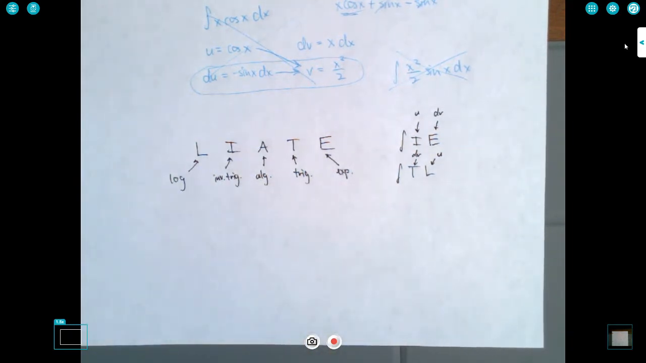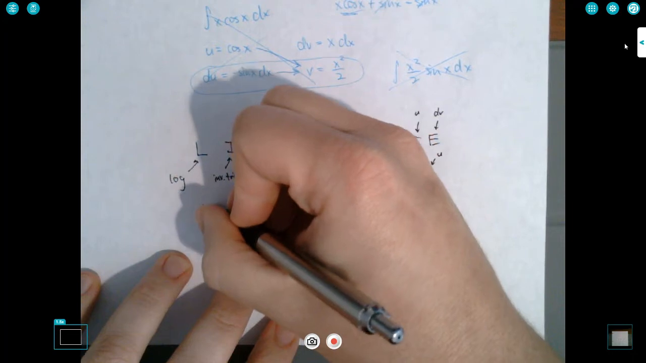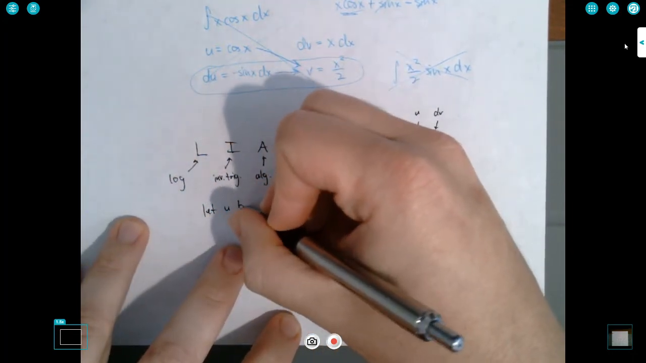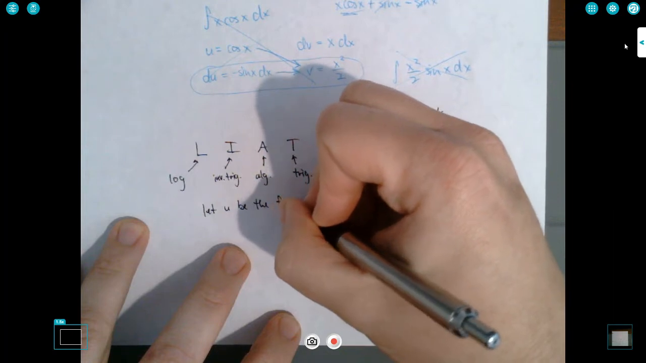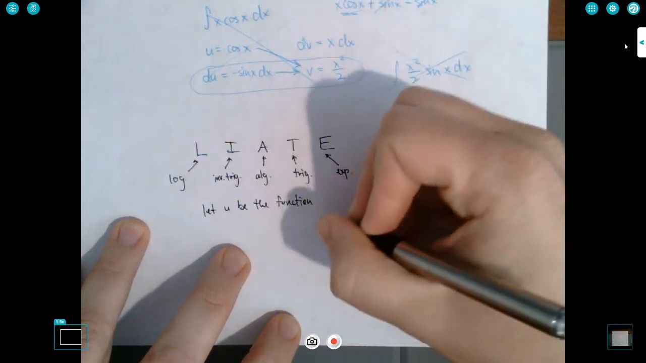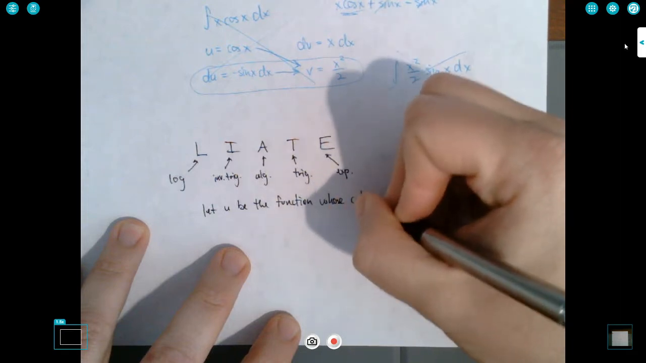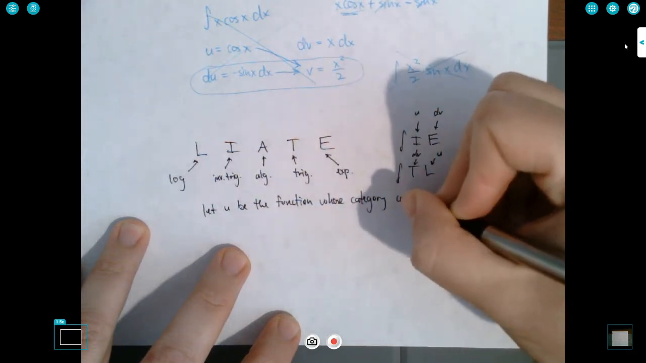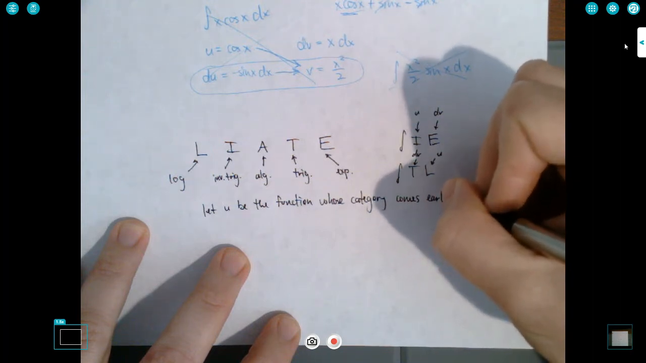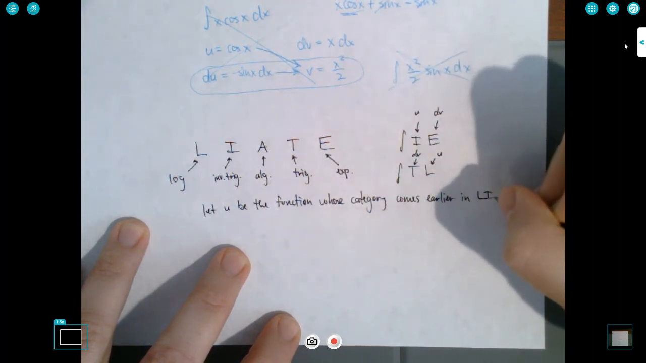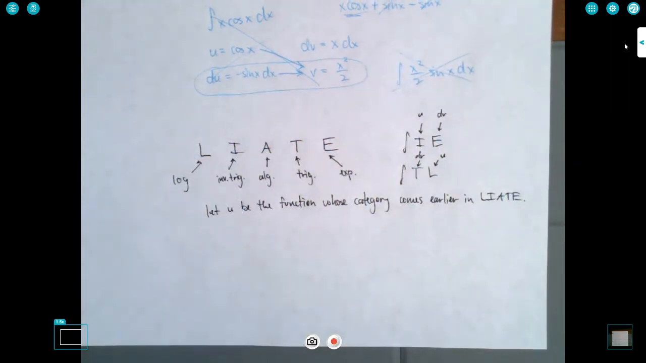Okay, this maybe doesn't always work, but it's a pretty good rule of thumb. This is how you pick your functions. So you let u be the function whose category comes earlier in LIATE. Okay, so that's the general rule of thumb. So if you can just remember LIATE, that'll help you determine which function should be u and which function should be dv. So let's give you an example of that, right?